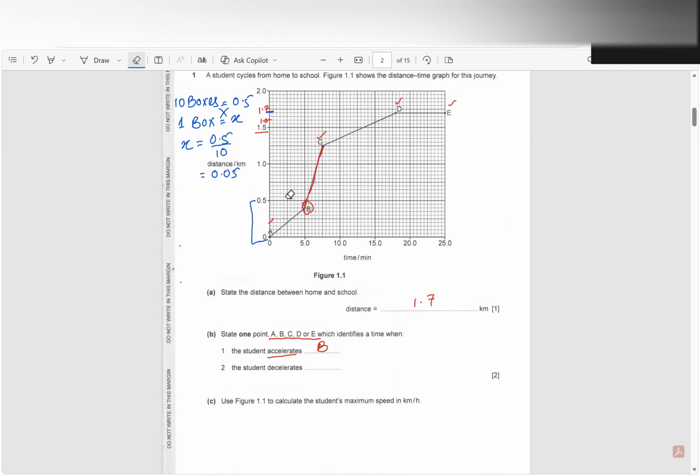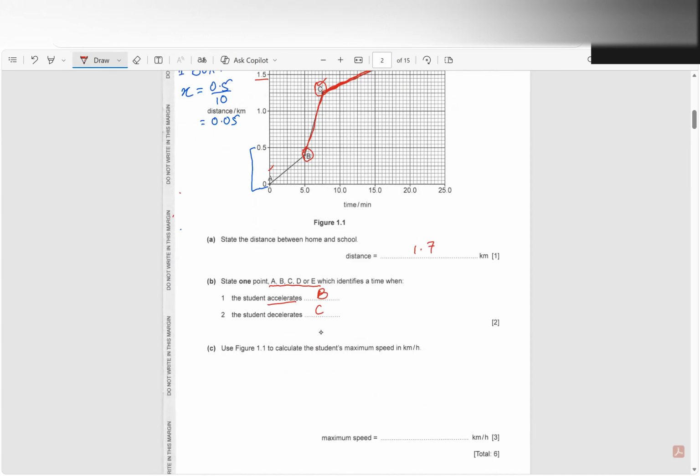Moving on, the next part demanded from us to identify a time where the student decelerates. We have to now tell exactly where the student is going to decelerate. So to do that, we have to look at the graph once again, and we have to see where the slope is going to decrease. Because where the slope is going to decrease, speed is going to decrease, and the student is going to decelerate. So at point C, we can see that the slope starts to decrease. So this is the point where we're going to say that the student is decelerating. So B and C are going to be the right answers.